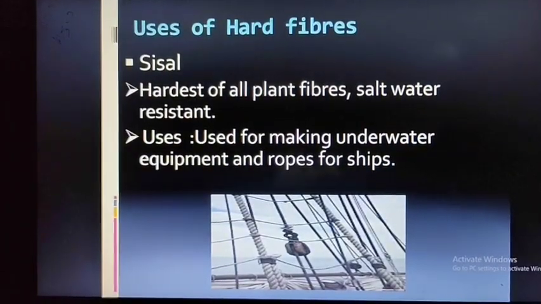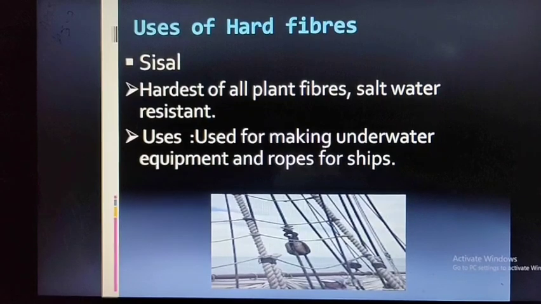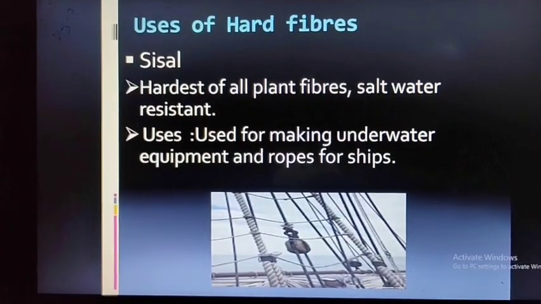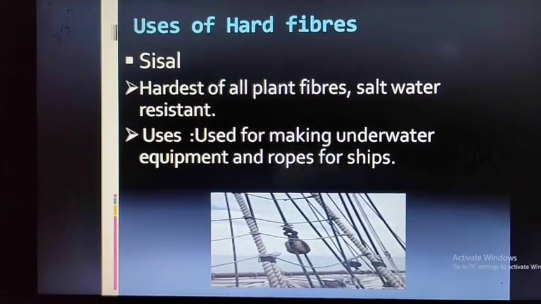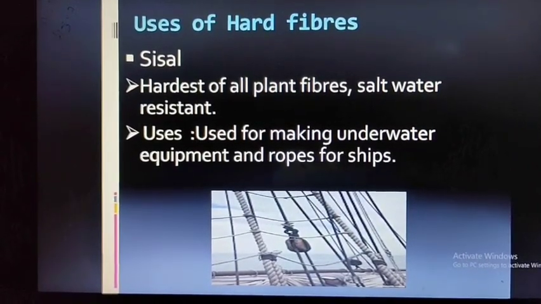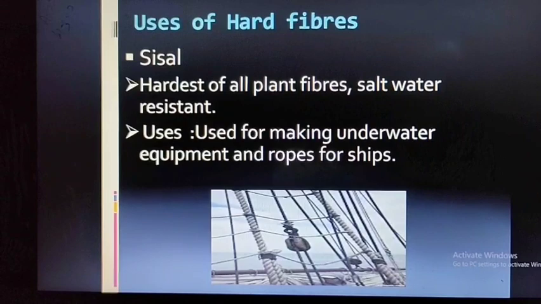The uses of hard fibers. Sisal is the hardest of all plant fibers and it is resistant to salty water. It is used for making underwater equipment and ropes for ships.